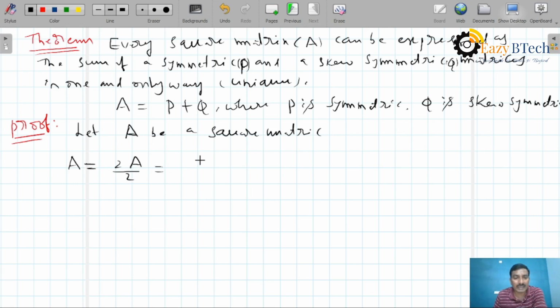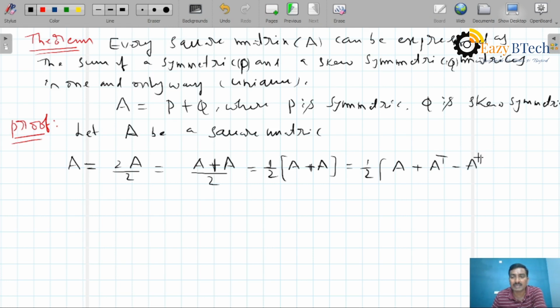This 2A I can write as A plus A. A plus A means 2A, divided by 2. This denominator 2 I will write before the sum A plus A. For this sum I have to add and subtract one more matrix, that is A transpose minus A transpose. Here I am adding the A transpose matrix and also subtracting the same matrix, so it remains unchanged.